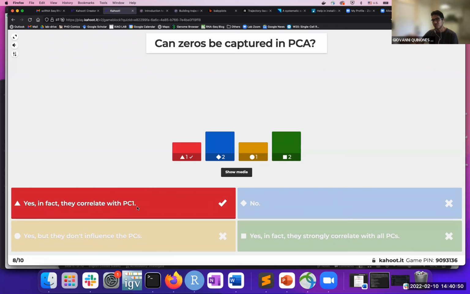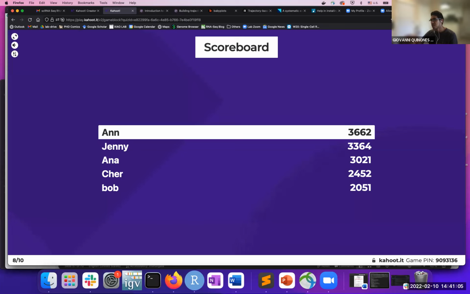So that's why it's important to select a good number of PCs so you can capture all the biological signal and not just the zeros. So yeah, I guess this one was a tricky one. Since it remains unchanged, let's move on to the next question.